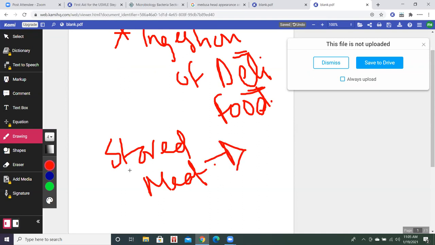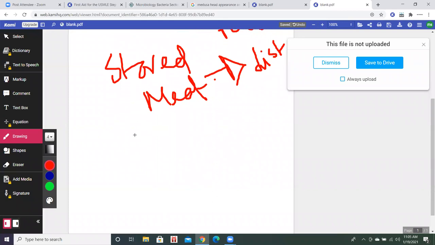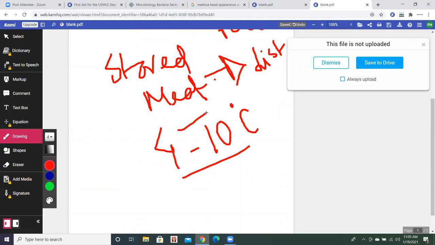So this meat product is highly contaminated with Listeria. The problem is that these meats are stored in the refrigerator or in the cold, which favors the growth of this organism, because it has a tendency to grow at a temperature of 4 to 10 degrees Celsius. It's a very big problem, because we like to store our food at cold temperature, but we have to keep in mind that the only organism that can grow in this type of environment is Listeria.